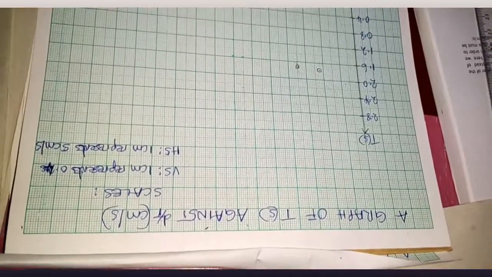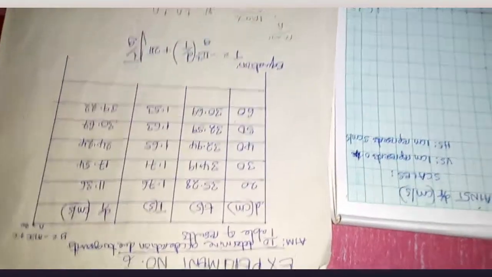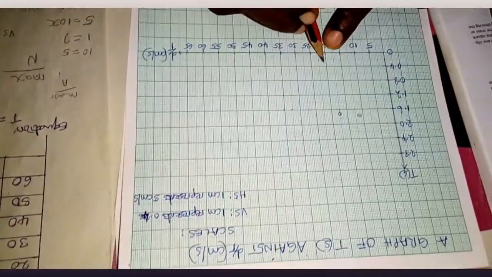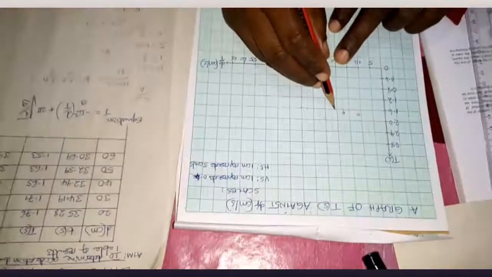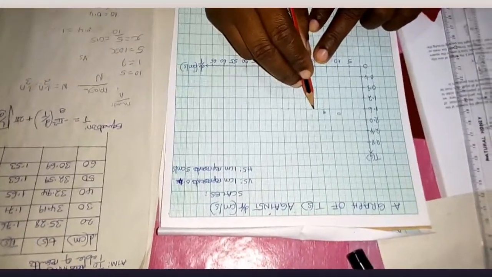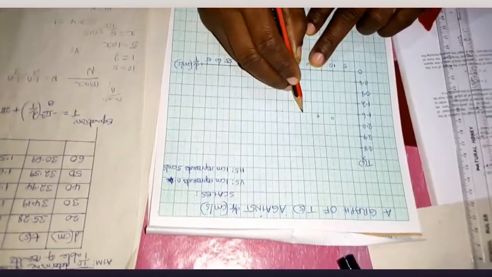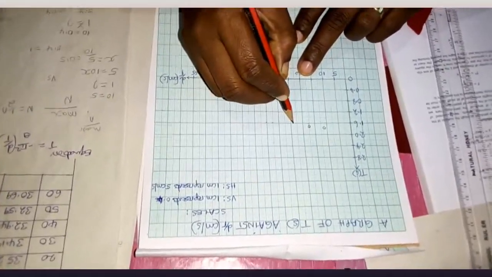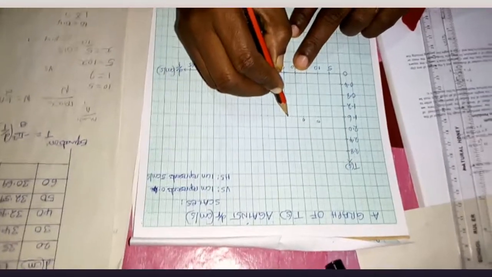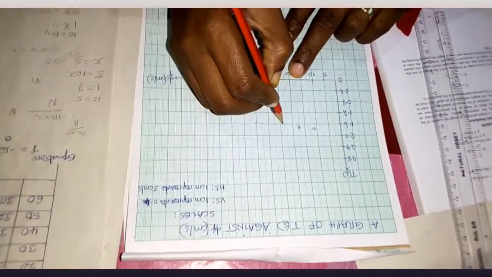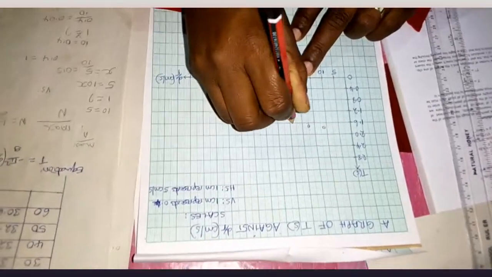24.24 ina corresponds with 1.65. 24. This is 20 here. 20 is here. 21, 22, 23, 24 is here. 24 corresponds with the 1.60. 1.60. 1.65 is approximately here.